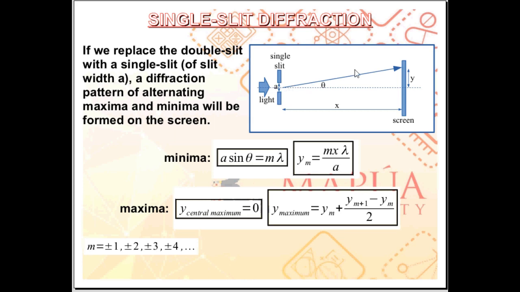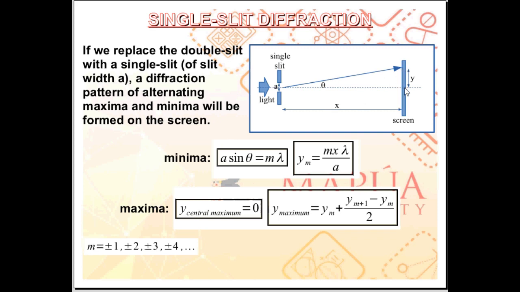So you have multiple light sources that will be interfering on the screen. You have multiple light waves that will be incident on the screen and overlapping on the screen, and a diffraction pattern will be formed on the screen. A diffraction pattern of alternating maxima and minima will be formed on the screen.